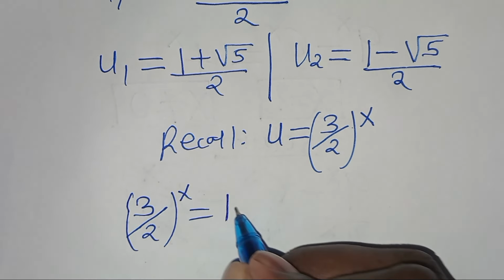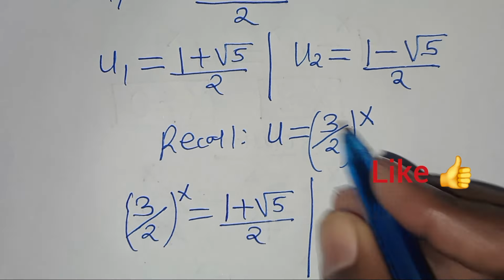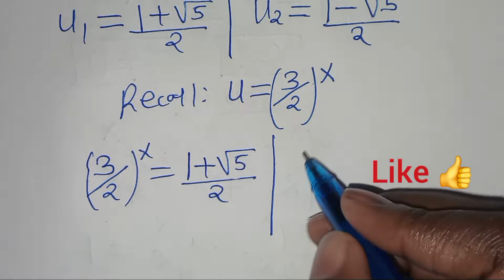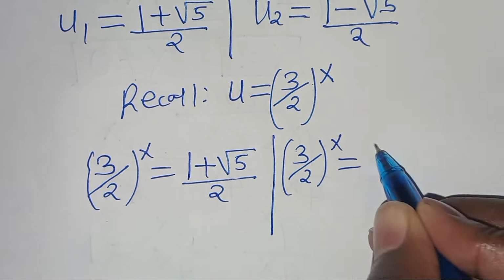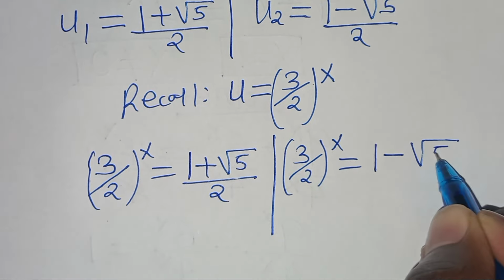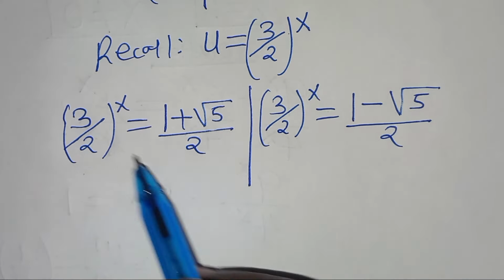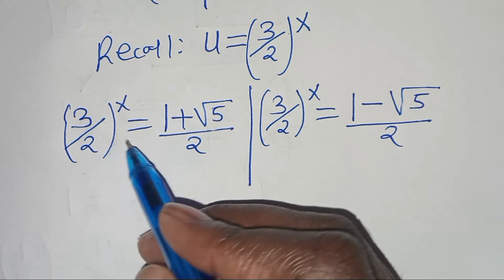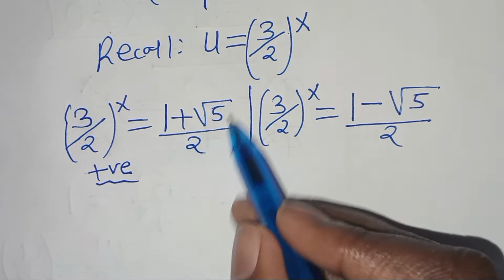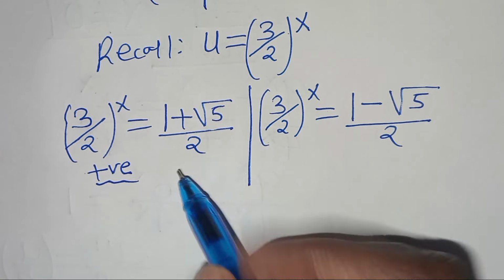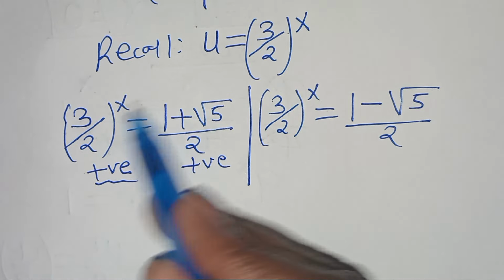This is equal to 1 plus square root of 5 over 2. Now, on the second part here, we have 3 over 2 raised to the power of x. This is equal to 1 minus square root of 5 over 2. Now, if you check on the first part here, we have 3 over 2 raised to the power x. This should give us a positive value. And on the right hand side, 1 plus square root of 5 over 2, this is positive. So this implies that we can proceed to solve for x in this part.